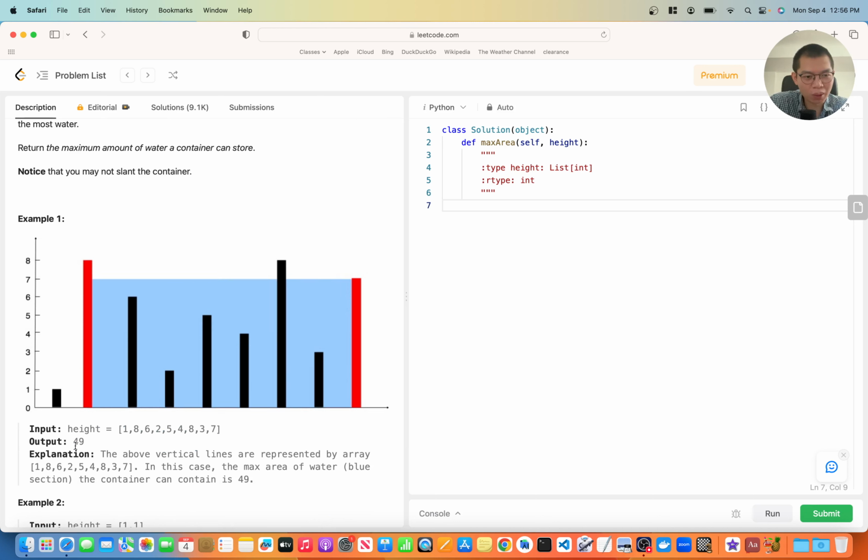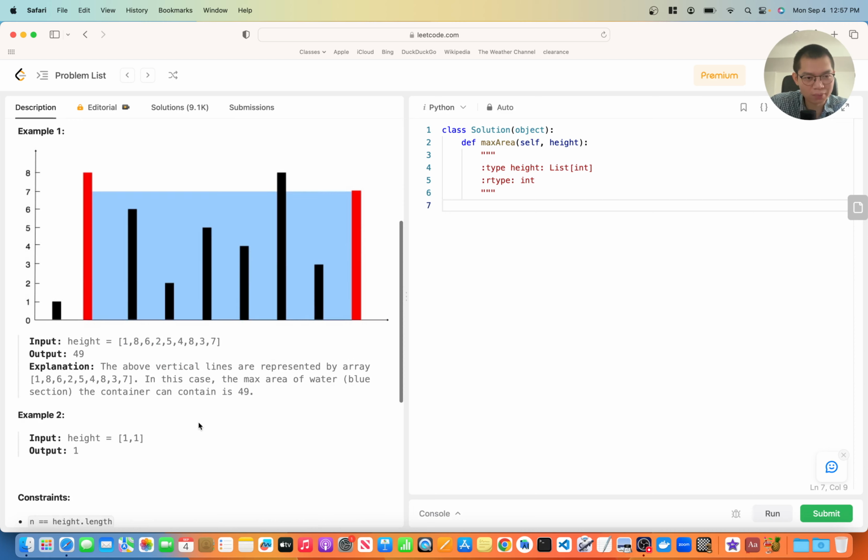So you may ask yourself, why is the answer 49 for this problem? Well, the height on the left side is 8. The height on the right side is 7. So you have to do a subtraction here. 8 minus 1 is 7. You can only form a container based off of the height of the lower one, right? The lower one of the two heights dictates the height of the water itself. So the height is 7. This width is also 7. So 7 times 7 is 49.